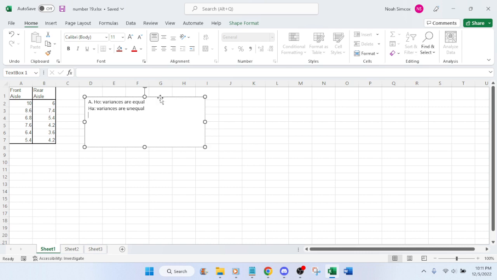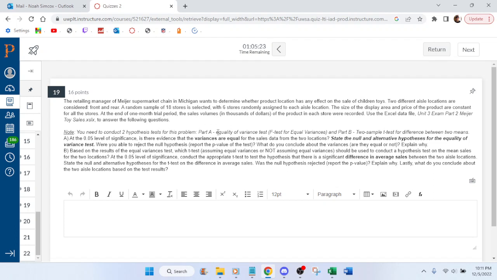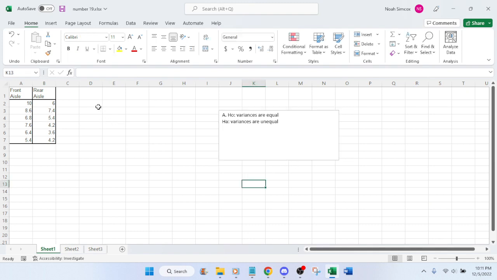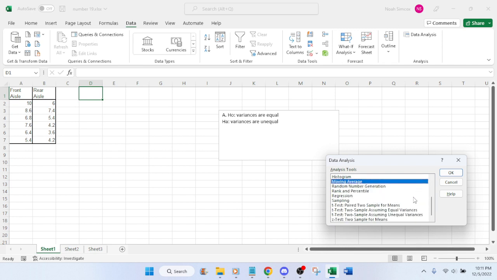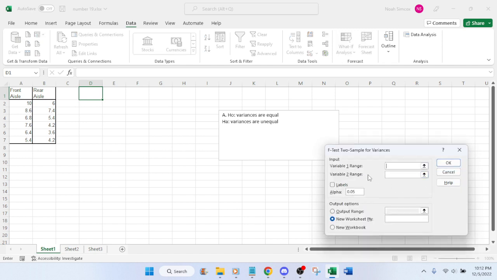So, equality of variance test, F test for equal variances. That's fine. Variable 1 range, variable 2 range. I didn't have to do that. I could have just dragged down and whatever.